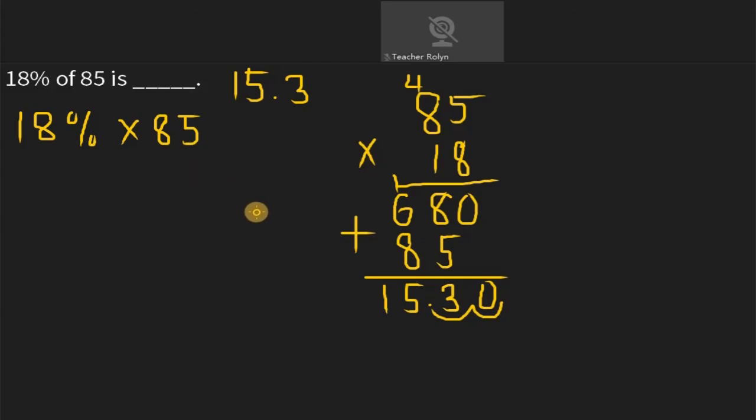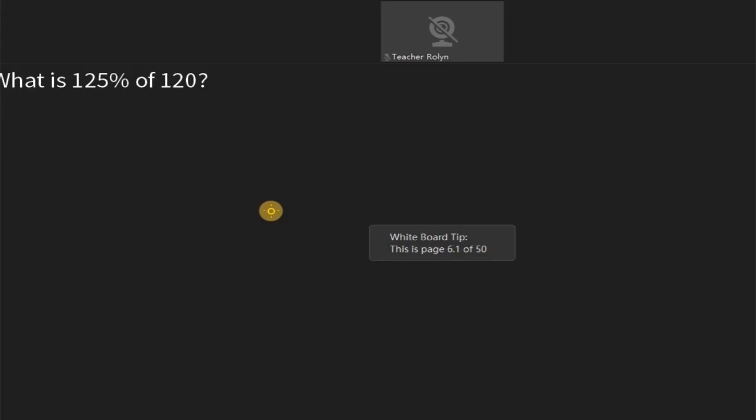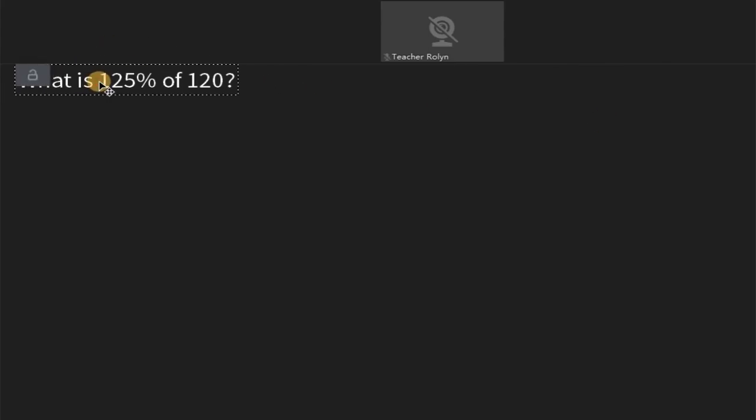Let us have our last example. In this example, it is more than 100% already. We have here 125% of 120. So same thing, we will multiply them as whole numbers. But before that, let us first write them as mathematical expression. So we have here 125% times 120.